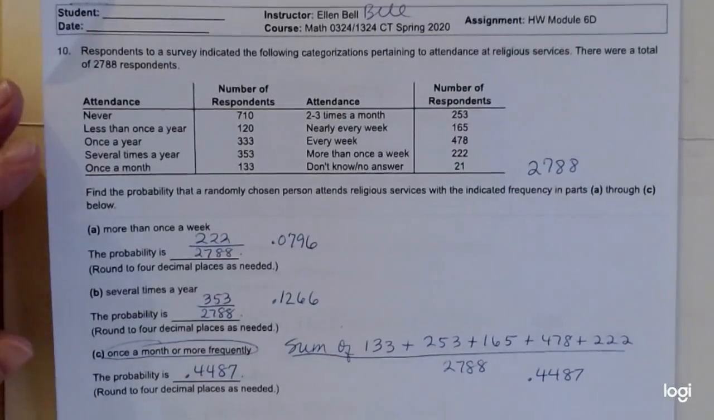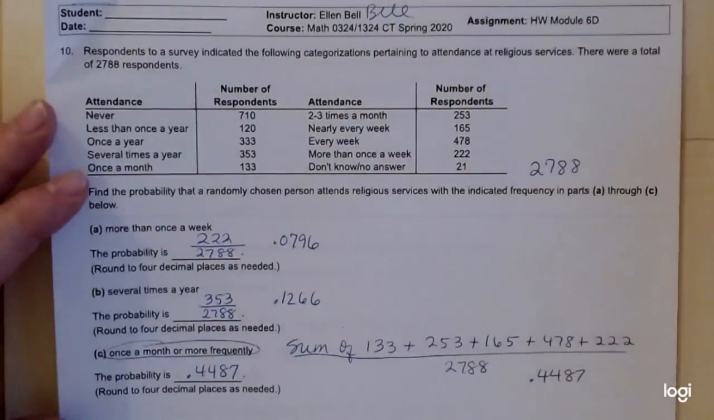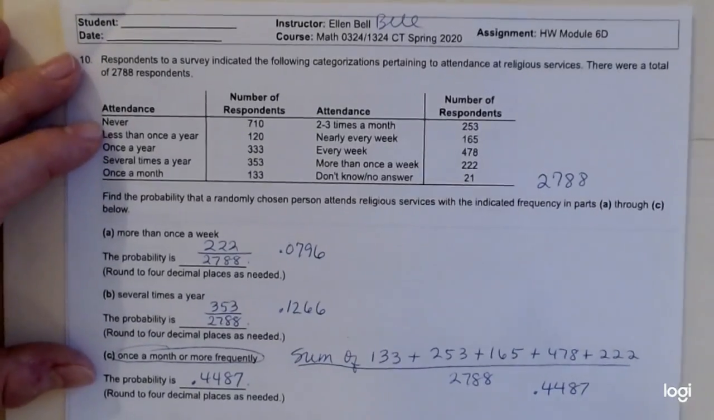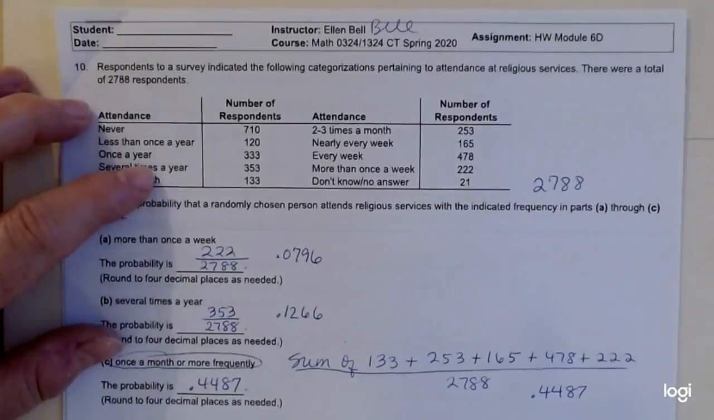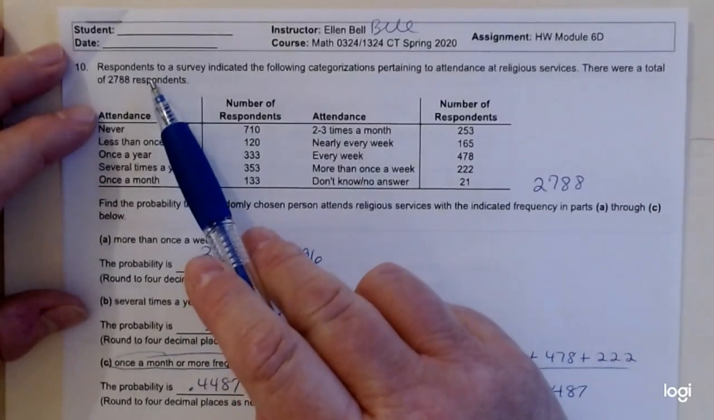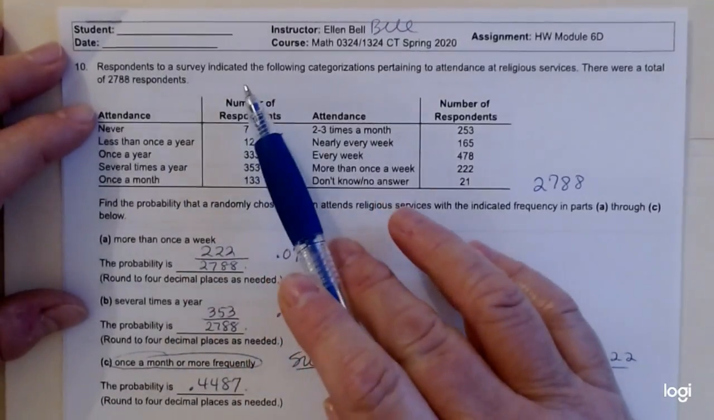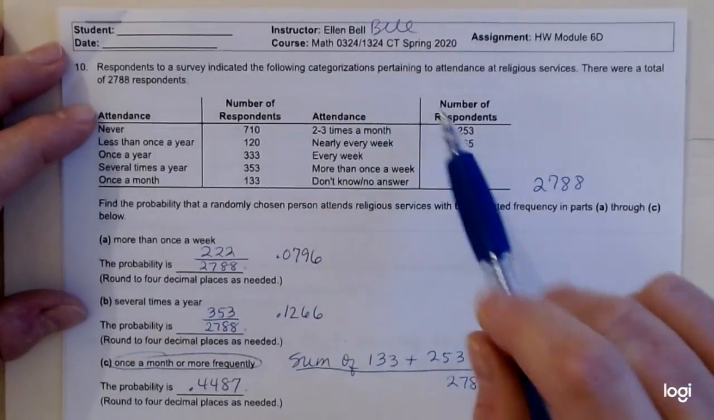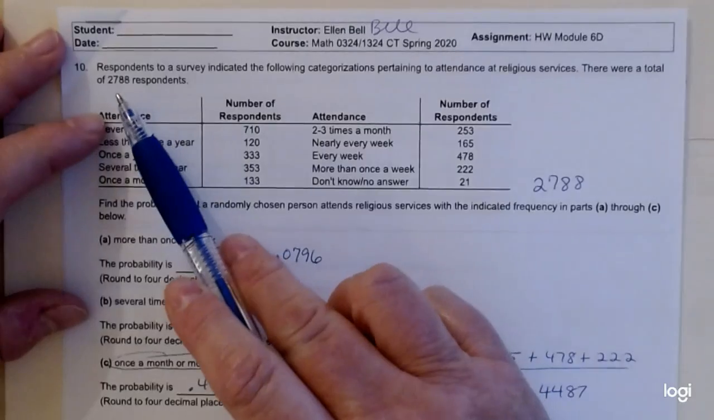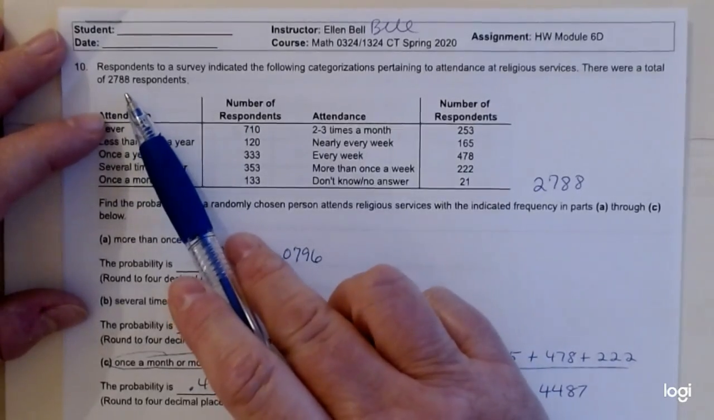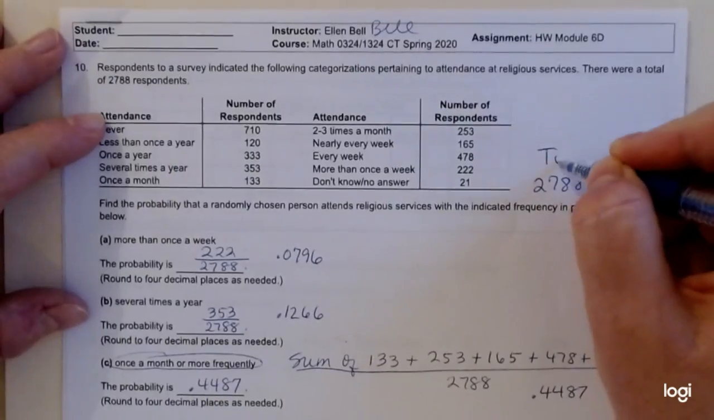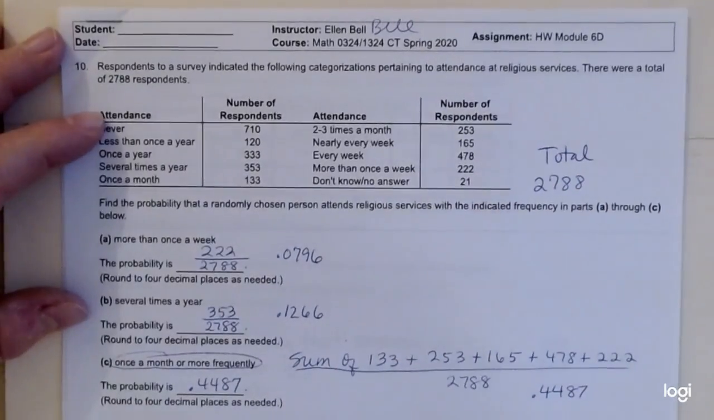All right, in this video we're going to work a couple of probability problems and look at how to use a table of information to find some probabilities. In this one, respondents to a survey indicated the following categorizations pertaining to attendance at religious services. There were a total of 2,788 respondents. So that is our total, and that's important to know when we find probabilities.